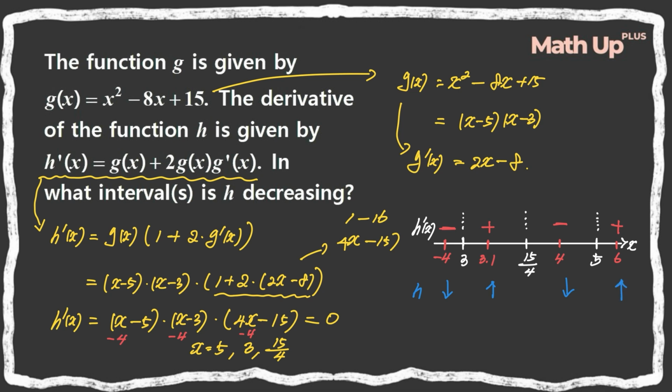Now, back to the question. In what intervals is h decreasing? h is decreasing when x is less than 3, or when x is between 15 over 4 and 5. Or in interval notation, from negative infinity to 3, or 15 over 4 to 5.